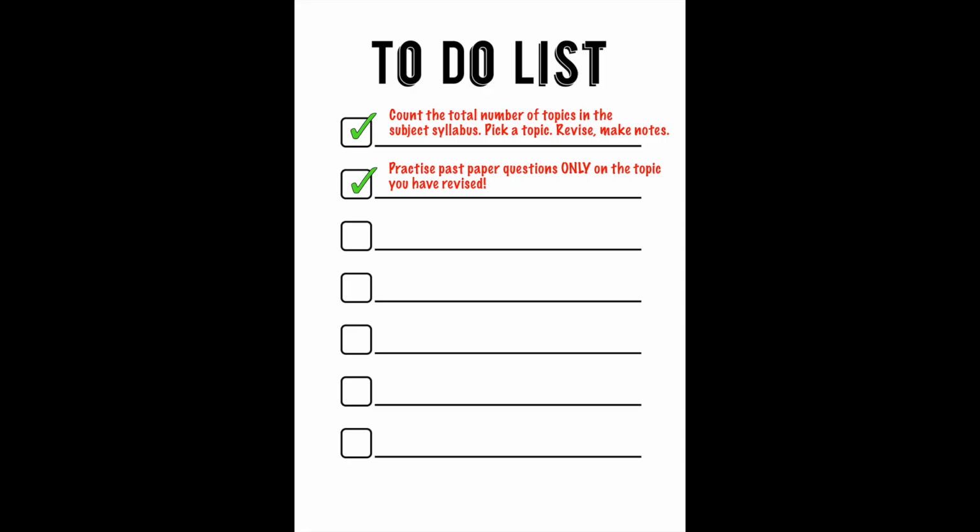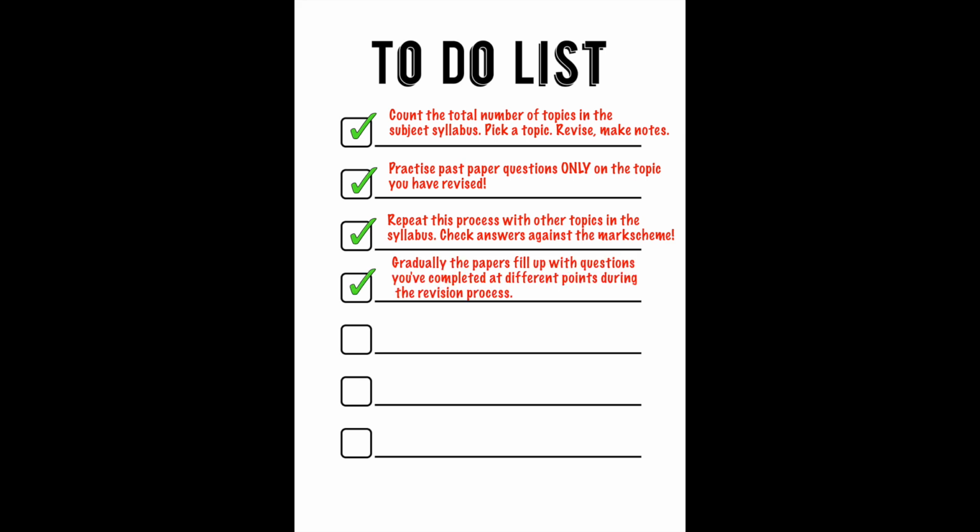Again, going back to those past papers, finding the questions on those topics I'd revised. So then gradually over time, especially if you're preparing for a major exam, so like 2 or 3 weeks out from a big exam, those papers would gradually fill up. So I'd end up with, coming towards the end of the revision process, 5 or 6 papers that were almost completely full, done at separate points based on what topic I'd been revising that day or that week.